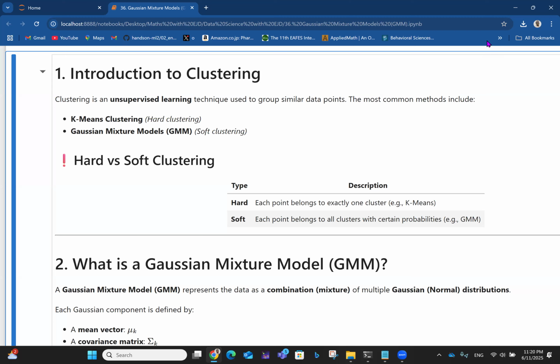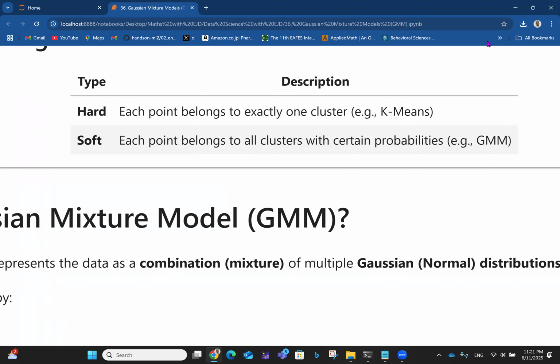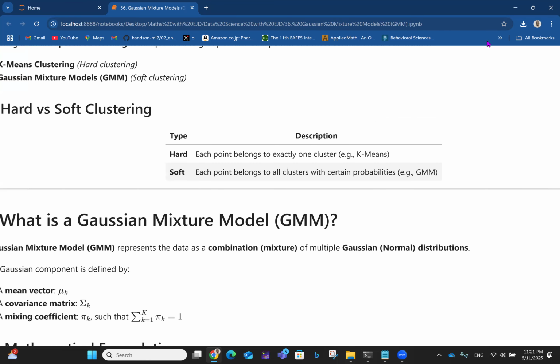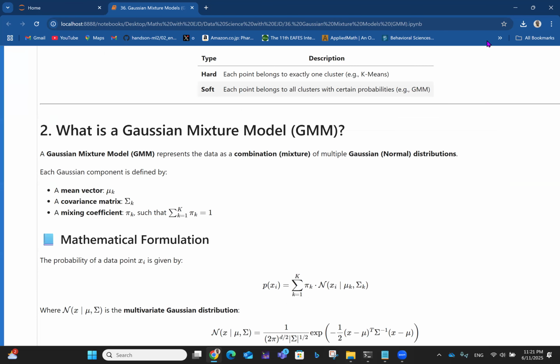To explain that again, talking about hard versus soft clustering: in hard clustering, each point belongs to exactly one cluster, e.g. in K-means. Then for soft clustering, each point belongs to all clusters with certain probabilities. So every data point belongs to every cluster with a certain degree, with a certain probability. That's basically what soft clustering is about. And of course, you can understand hard clustering being data points clearly belonging to a well-defined cluster, I mean, to a clear cluster, not overlapping, right?